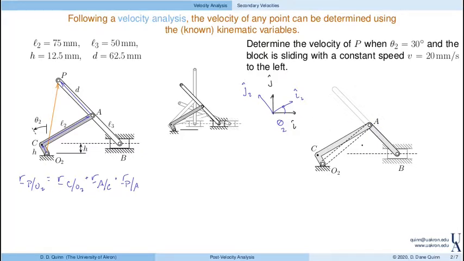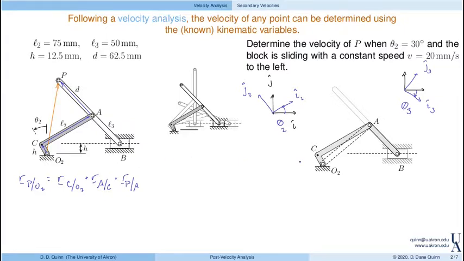Now, based on this kind of embedded slider crank mechanism, we'll define another frame of reference like so. I3 is going to be directed from A to B, and J3 is perpendicular, and then the clockwise angle is theta 3.